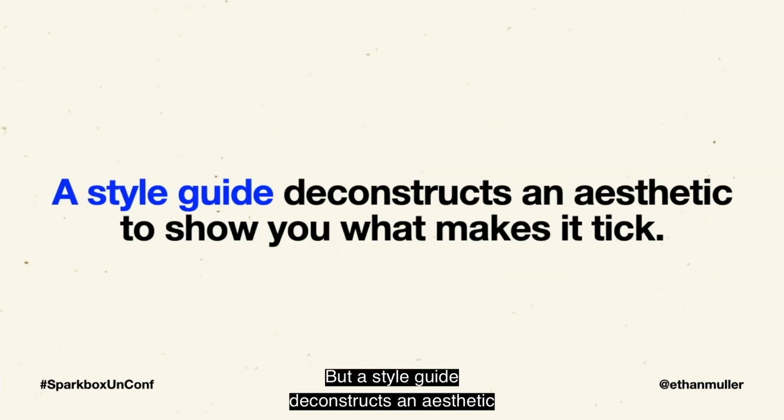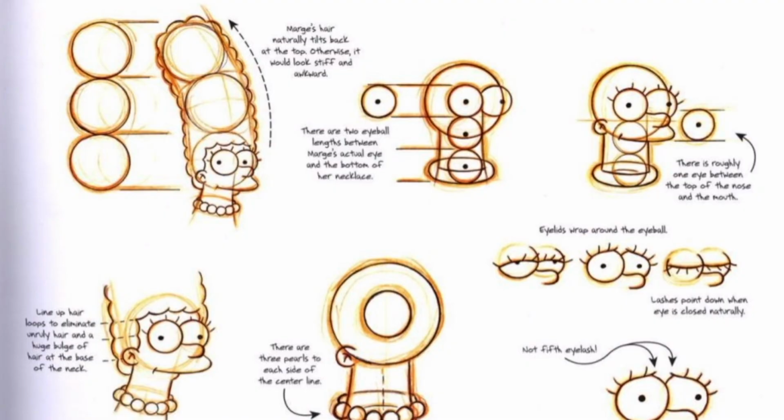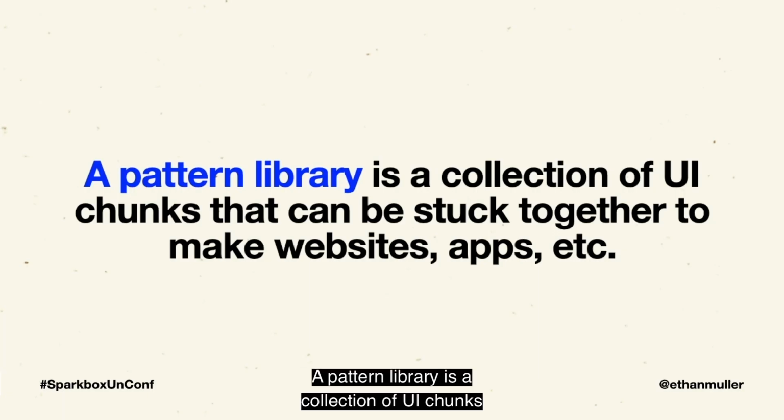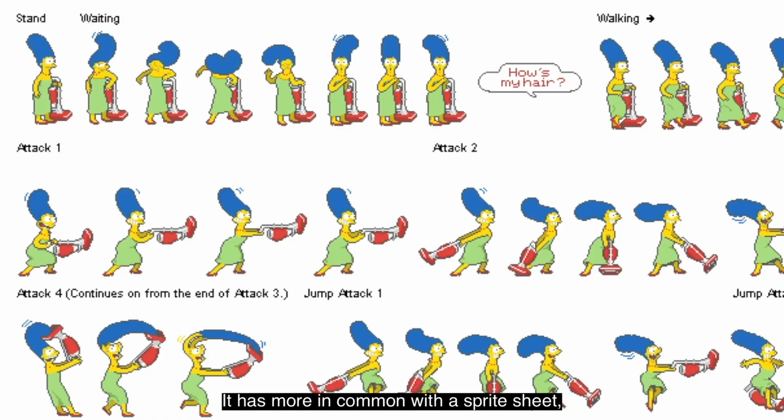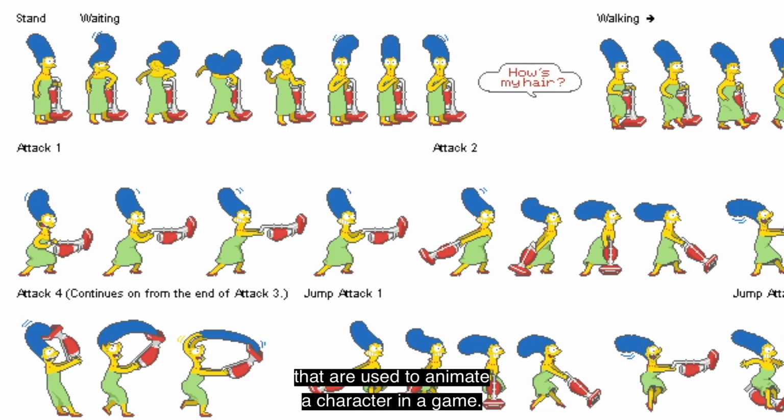But a style guide deconstructs an aesthetic to show you what makes it tick. Animators use style guides to ensure that when drawn by multiple different people, a character looks consistent, like it was drawn by one person. A pattern library is a collection of UI chunks that can be stuck together to make websites, apps, whatever. It has more in common with a sprite sheet, which is a big collection of images that are used to animate a character in a game. It shows them in every pose that they'll be shown in.